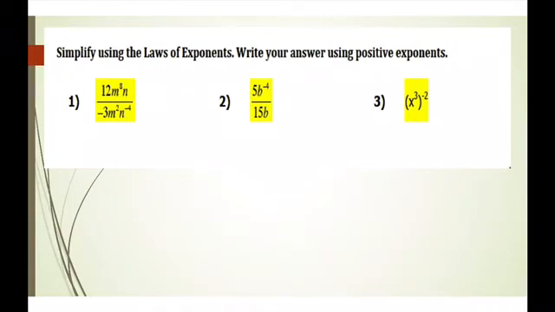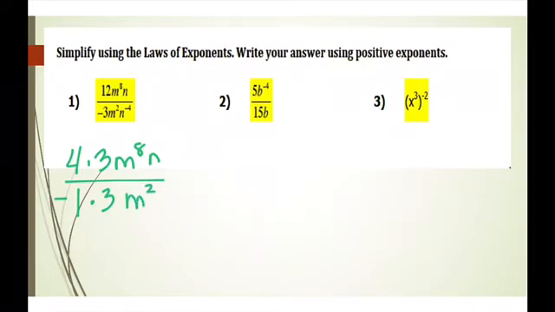Okay, so let's do these examples. So number 1, we're going to simplify. What I like to do is write this out. So I'm going to write 4 times 3 is 12, and then m to the 8th power. I can just do that, and then n. And then on the bottom, I'm going to have a negative 1 times 3, and I'll show you why I like to do that in a second. Then m to the second, and then n to the negative fourth.